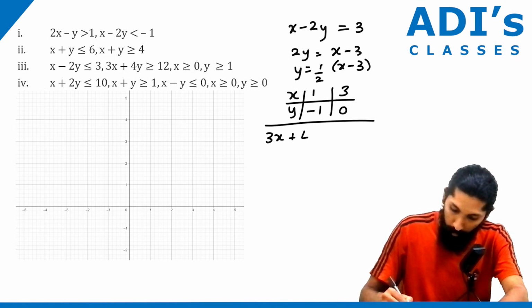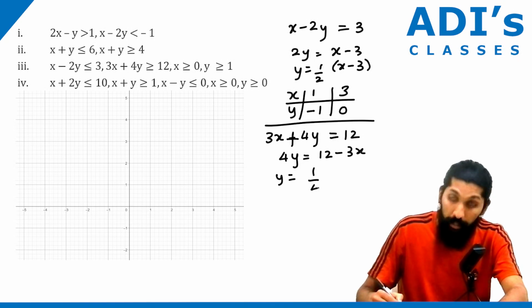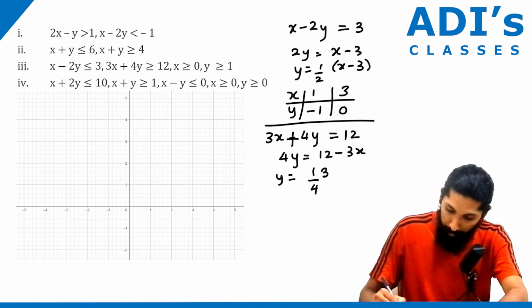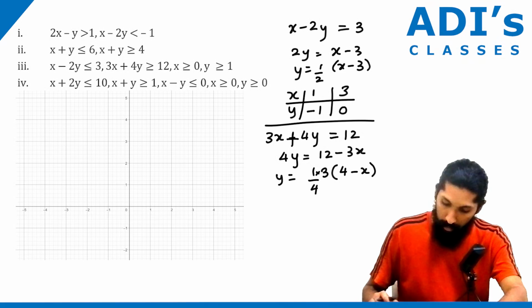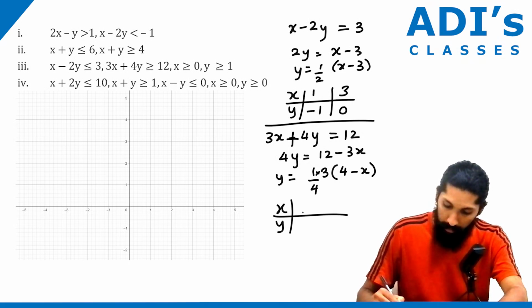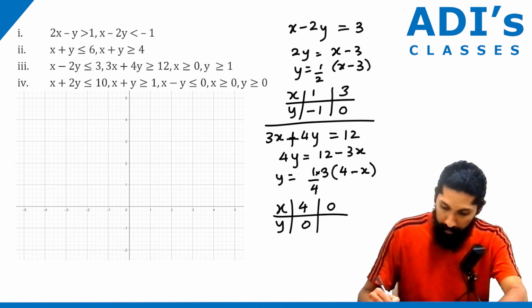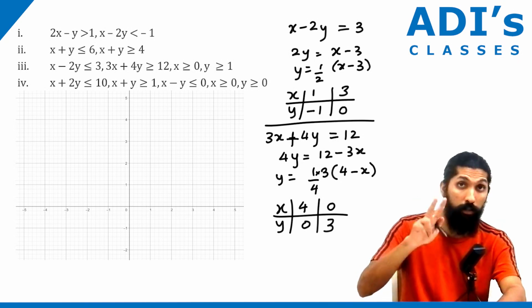First equation is done. Second equation, you have 3x plus 4y is equal to 12. So 4y is 12 minus 3x. So y is 1/4 of, again take 3 common, 3 into 4 minus x. Correct? Now here again take x, take y, make a table. I'll start, take x as 4, y value becomes 0. Then if you take x as 0, then you will have 3 by 4 of 4, which is basically 3.